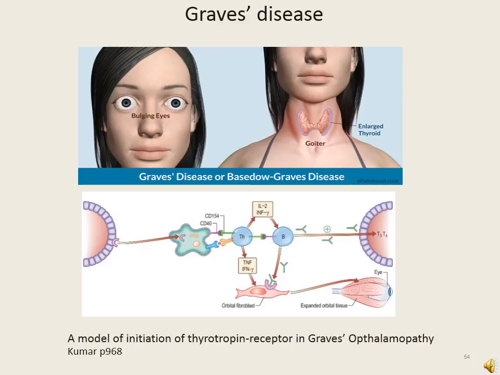Okay, this T cell will release cytokines. In the figure it shows that there is the production of TNF as well as interferon gamma that will induce the fibroblast, the orbital fibroblast, which expresses the thyrotropin receptor, and it will induce the pathology of this orbital fibroblast.